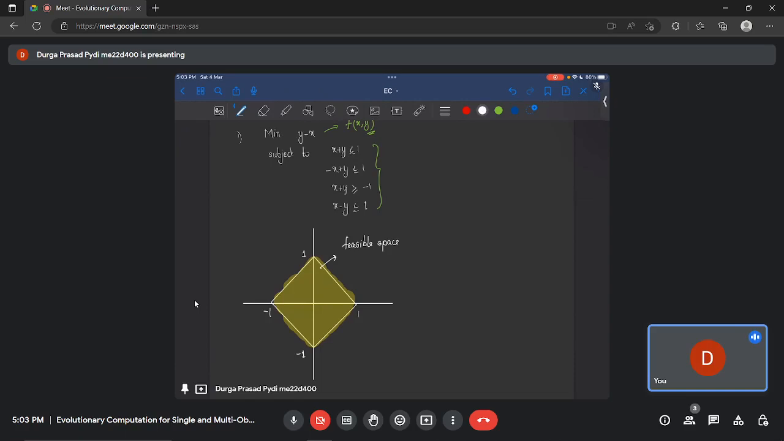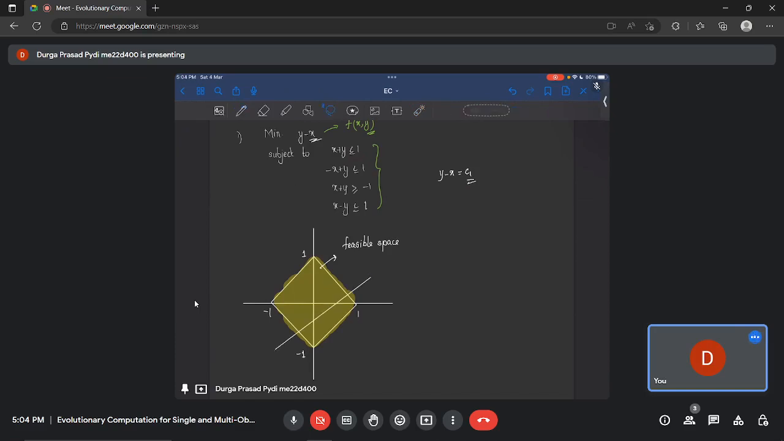So within this feasible space, what we are trying to do is to minimize this particular function y minus x. The value of y minus x can be anything. Let us say y minus x equal to c1. Our objective is to find this value of c1 such that all these constraints are satisfied, and at the same time, we need to get the minimum value of c1. So y minus x equal to c1 is a 45-degree line, whose intercept can vary.